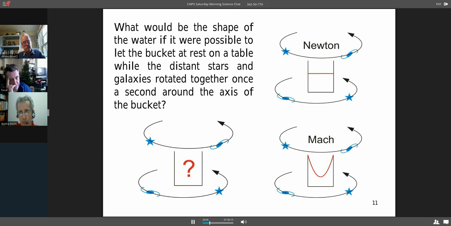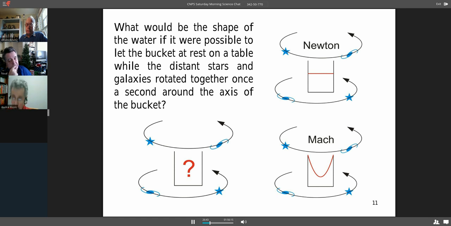If in Newton's original experiment he spun the bucket once a second and the water went up to the rim of the bucket, then if we leave the bucket at rest and rotate the stars in the opposite direction also once a second, the water should go up to the rim, like in the bottom figure at the right side of slide 11. But we cannot perform the experiment, and we don't know who is right, who is wrong. I agree with Ernst Mach, not with Newton.